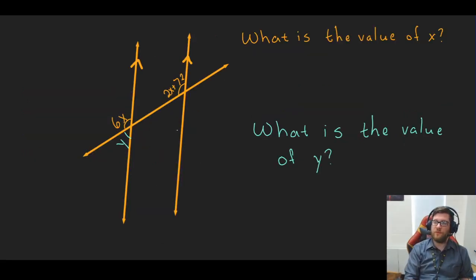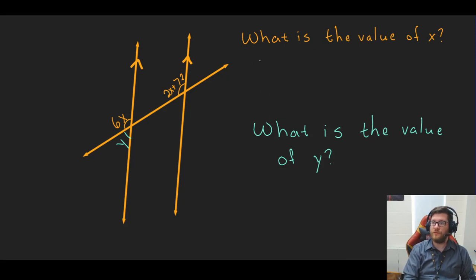So here we have three angles. The first angle is 6x. The second angle is 2x plus 72. And then we have our third angle that is just called angle y. All right? So let's start with x, because if we try to start by finding y, we just don't have enough information to do that yet. So we're going to start by finding the variable x.